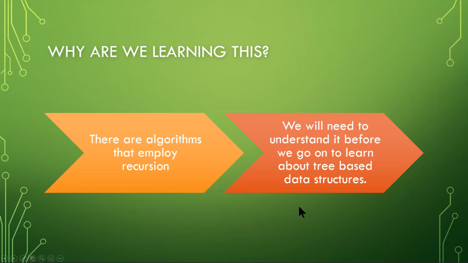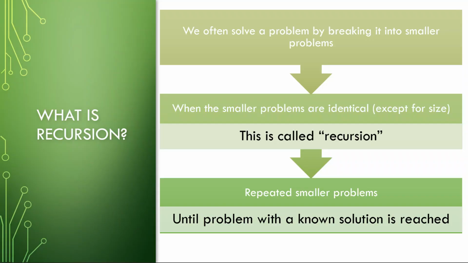Okay, but now to actually get into the lecture and stop making stupid jokes. Why are we learning this? This is not really about data structures. This is more of a new programming skill that we will need before we can go into more complex algorithms and data structures. Part of their actual algorithm, or part of working with the data structure, we need to use what's called recursion. So there are algorithms that employ recursion. We will need to understand it before we go on to learn about trees, tree-based data structures, and other algorithms that use this.